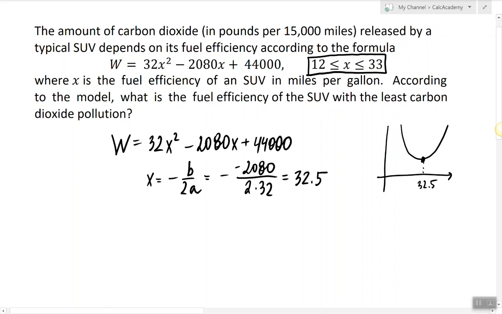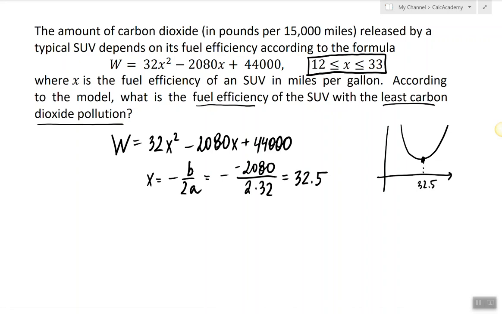Now, what does it mean in the context of the problem? So the default interpretation of the x and y values of the vertex is that x is the input where the function obtains its minimum, and the y value will be the minimum of the function. In this case, they're asking us what is the fuel efficiency of the SUV with the least carbon dioxide pollution. So the question is literally asking us to find x where the function has the smallest value. And since this function is a quadratic function, such a value will be the x-coordinate of the vertex, and the smallest output will be the y-coordinate of the vertex.